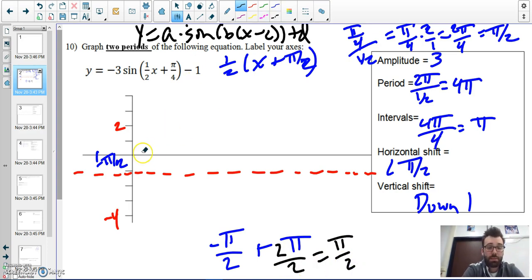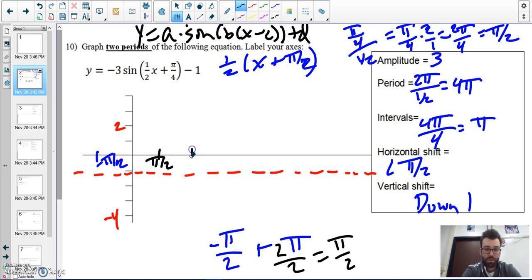We are going to skip the axis, right? We're going to skip 0, because we're adding a full pi. So my next tick mark doesn't come until pi over 2. We're not going to have a tick mark at 0 this time. I'm going to add 2 pi over 2 again.